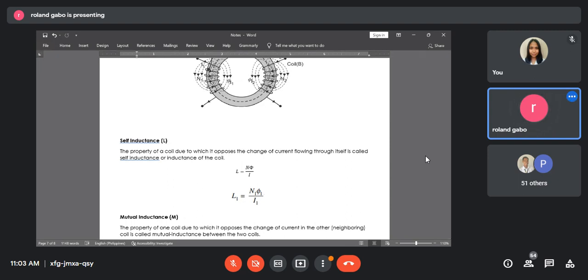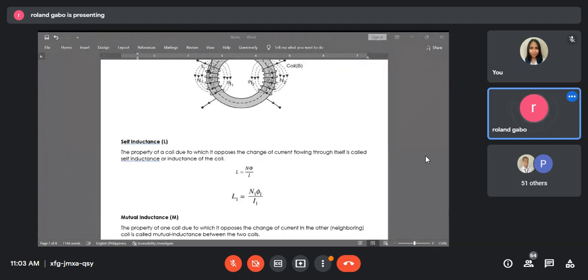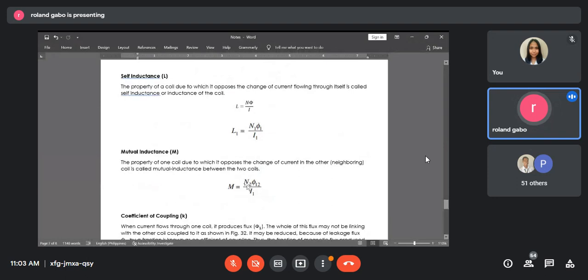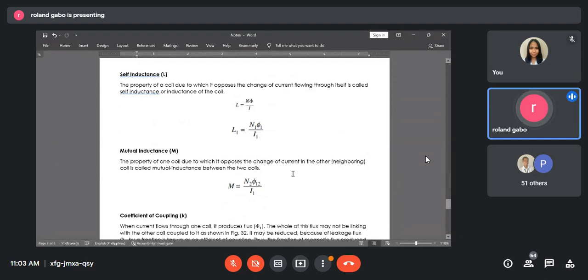Now for the mutual inductance, the property of one coil due to which it opposes the change of current in the other or the neighboring coil is called the mutual inductance. And then, ang unit gapon is in Henry. So, designated as letter M. So, M stands for mutual inductance. Is equals to N2, meaning the number of turns of the second coil, kaya ang atong source aniron is ang coil number 1.